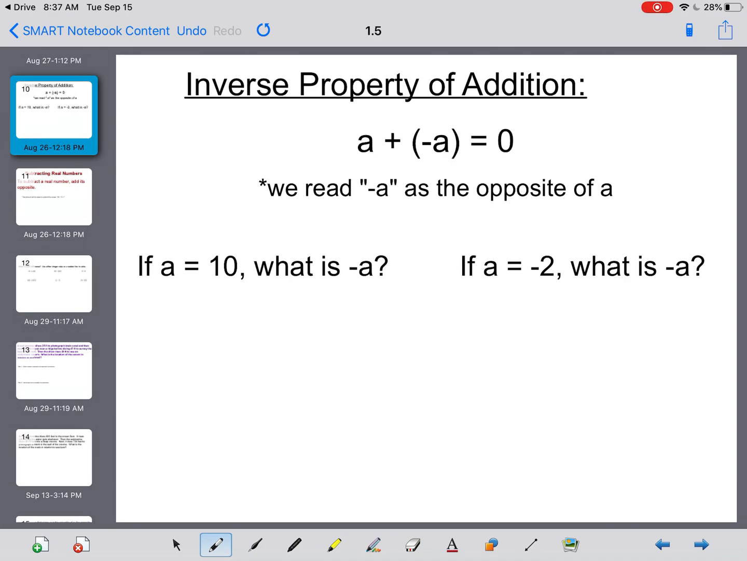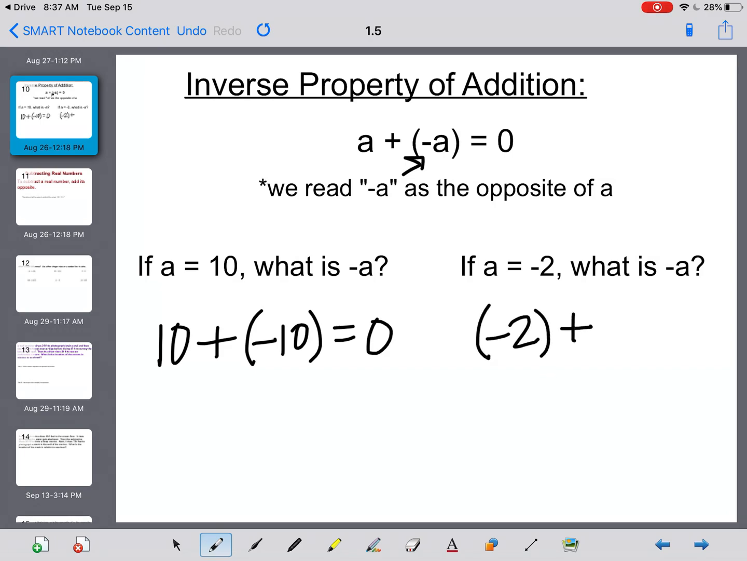Our inverse property of addition. When you see this, it looks like negative a, we're going to call it the opposite of a. So this is telling me just what our last vocab word was, that if I add together a and the opposite of a, I will always get 0. So if a is 10, 10 plus the opposite of 10 will always give me 0. If a is negative 2, then I add the opposite of that, I'm going to get 0. That's the inverse property of addition.